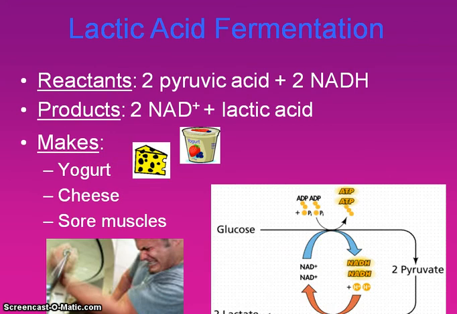With lactic acid fermentation, your reactants are the products of glycolysis, so pyruvic acid and NADH, and what you're making is NAD plus and lactic acid. So lactic acid fermentation makes lactic acid. And this fermentation process is used in different manufacturing fields to make things like yogurt and cheese. It's also an acid that helps to build up sore muscles. When you're working out really hard and using up lots of oxygen in your cells, this lactic acid can build up and cause you to have some sore muscles until it eventually diffuses back through the bloodstream.